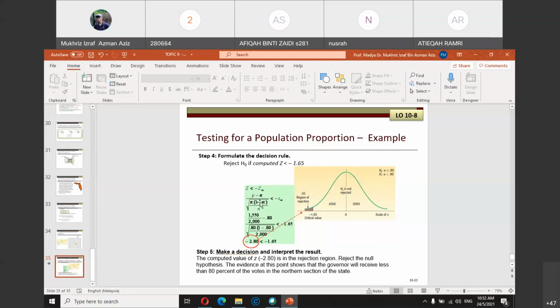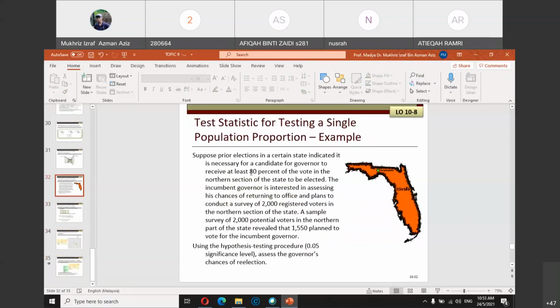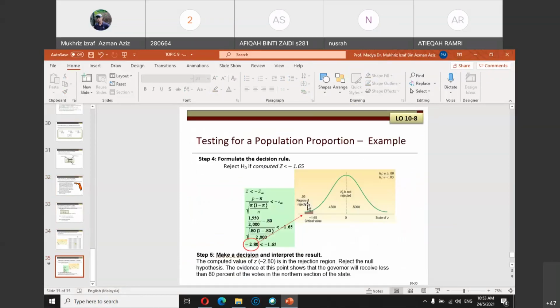P minus pi divided by the standard error. P will be 1550 over 2000 minus 0.8. Where do you get 0.8? It's from the statement here, from the history. History shows that you need to get 80% in order to be elected. So that will be your population proportion, the pi value. This minus this divided by the value of the formula, and we get the calculated Z equal to negative 2.8.